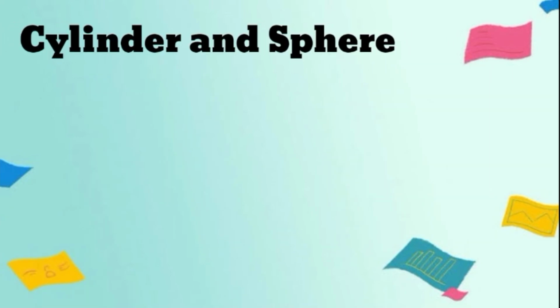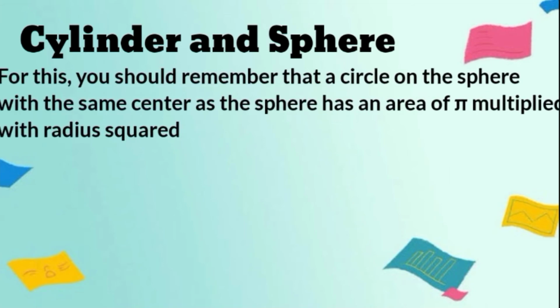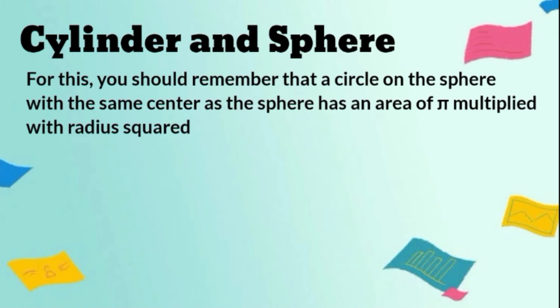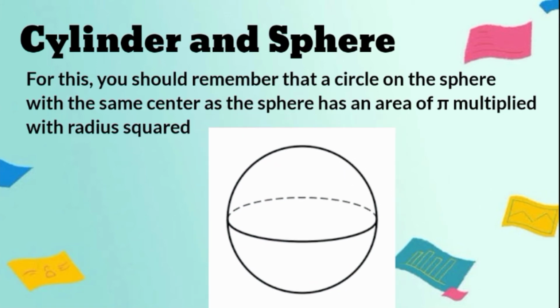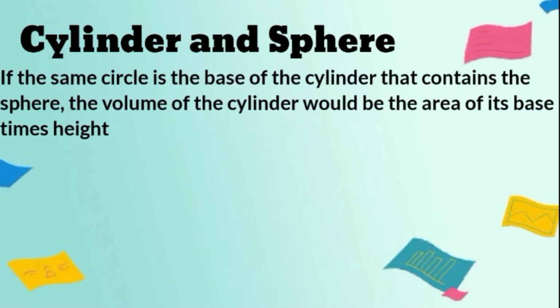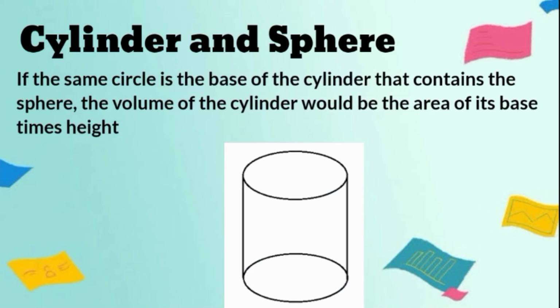Next, we have the relationship of cylinder and sphere. For this, you should remember that a circle on the sphere with the same center as the sphere has an area of pi multiplied with radius squared. If the same circle is the base of the cylinder that contains the sphere, the volume of the cylinder would be the area of its base times height.